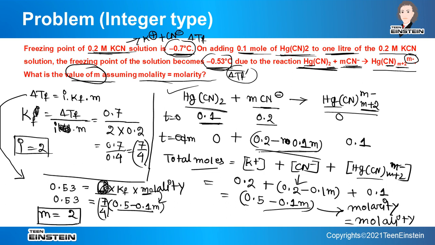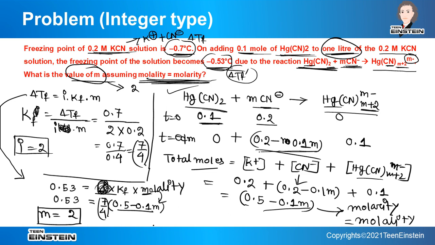So this is an integer type of problem, and the value of m is 2. I hope it is clear why we have not considered i here, because while we calculated molality we already considered the number of moles present in a volume of 1 liter, that means this is also the concentration, molarity.